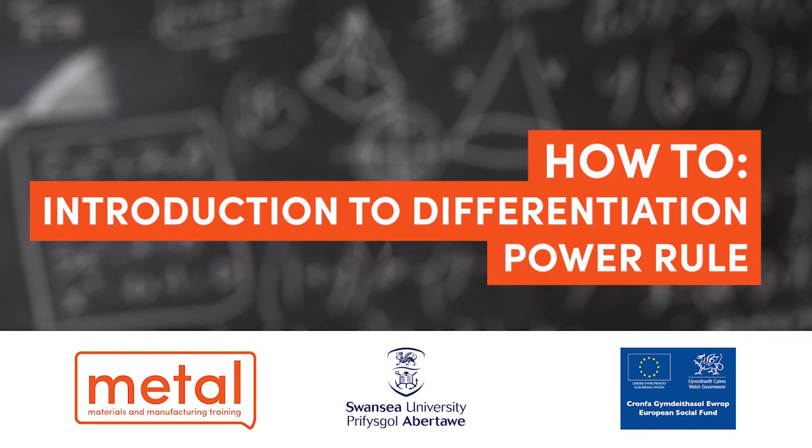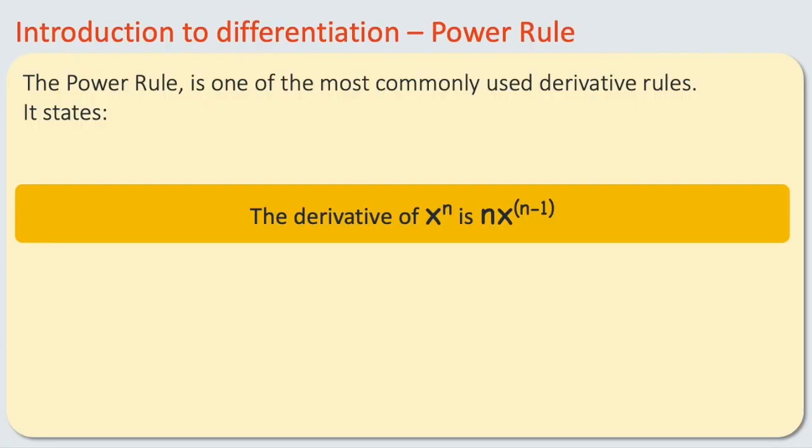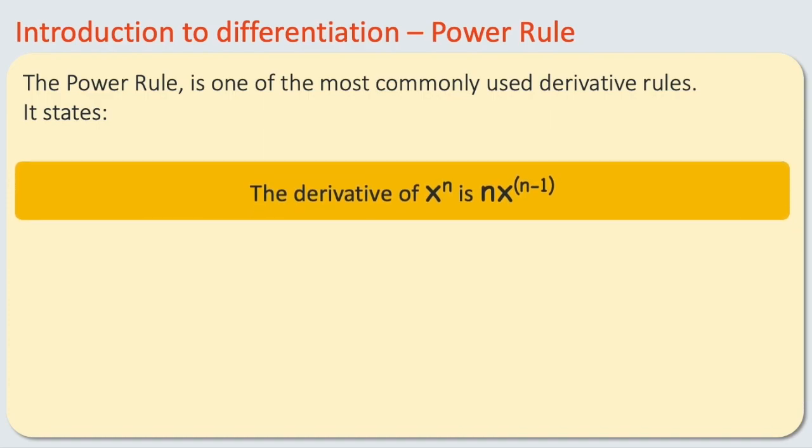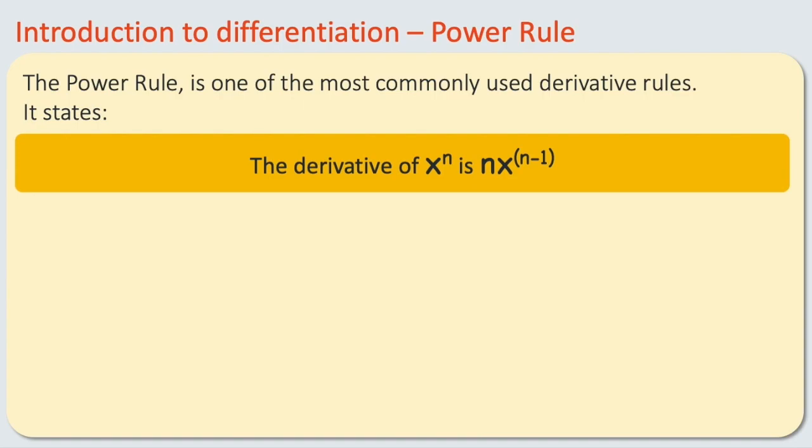Introduction to Differentiation. The power rule is one of the most commonly used derivative rules. It states the derivative of x to the power of n is n multiplied by x raised to the power of (n minus 1).